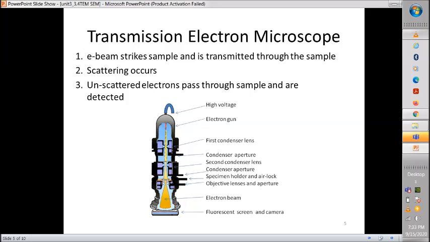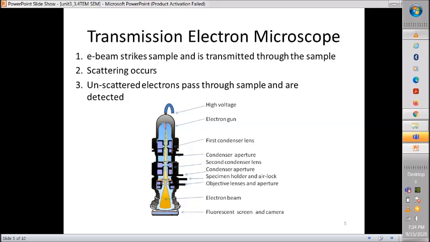Moving on, then the condenser aperture, specimen holder and airlock are there. The airlock is there to make a vacuum, and the specimen holder is where we place the sample to be detected. After that, the objective lens and aperture are there. The objective lens gives the focal length to detect the sample, and the aperture is present to visualize the sample with sharp edges, that is, contrast.